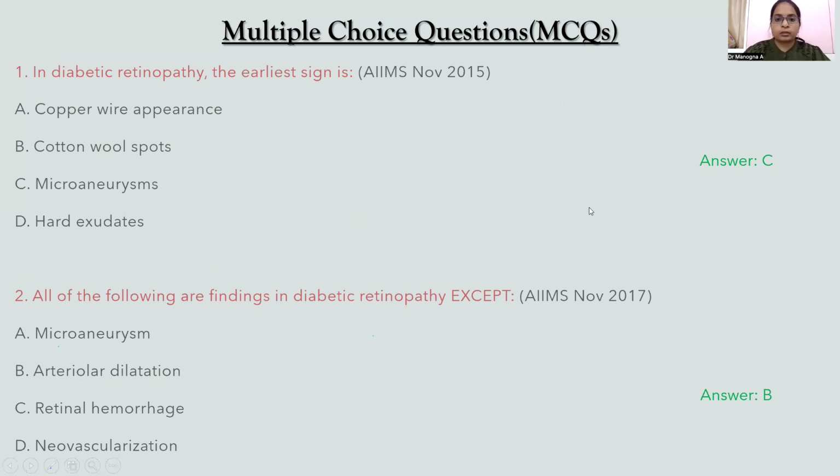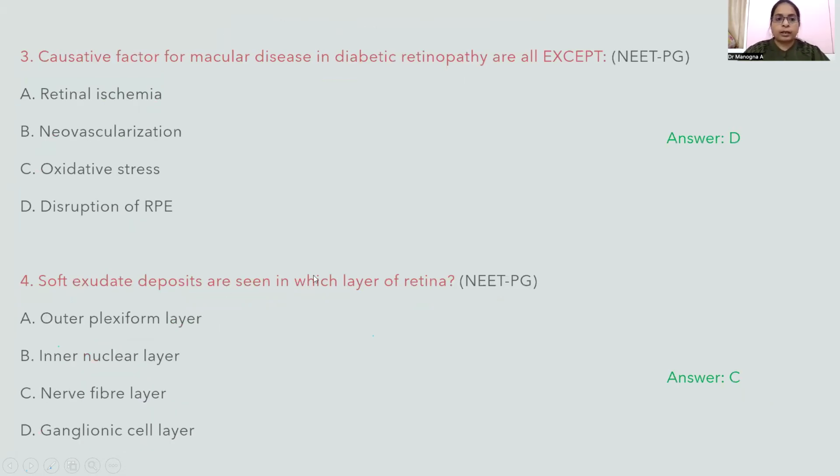The first question was asked in the AIIMS November exam. In diabetic retinopathy, the earliest clinical sign, as we've discussed multiple times, is microaneurysms. All of the following are findings in diabetic retinopathy except arteriolar dilatation. This point was not there in DR; the rest we have already discussed. Causative factors for diabetic maculopathy: ischemia, neovascularization, oxidative stress are all there, but disruption of RPE is not in DR.